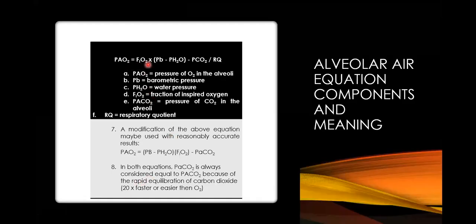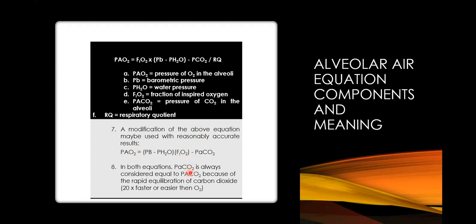All right, so here's the equation in a nutshell. P big A O2 equals FiO2 times the barometric pressure minus the water pressure, minus the pressure of carbon dioxide divided by the respiratory quotient. And here is the list of what they all are. Sometimes you'll see this one, guys. Sometimes the doctors will leave off the respiratory quotient. It's a modified one that just says P big A O2 equals the P bar minus the water pressure times the FiO2, subtract the CO2 from it, and that's it. They just leave the respiratory quotient off. You'll see it either way, okay?